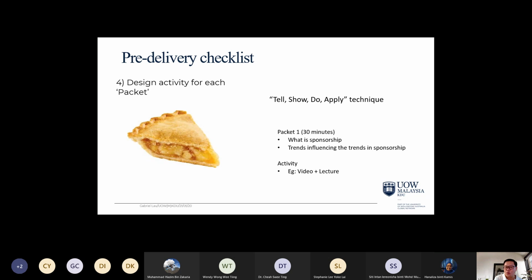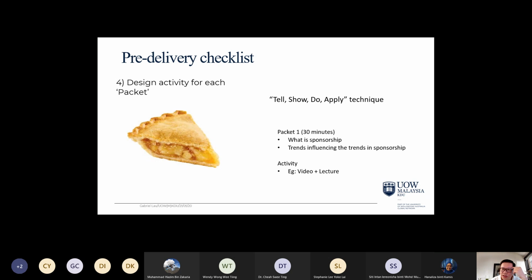Let's take, for example, packet one. Let's say my lesson for 3 packets is a 2-hour lesson. Packet one, I only use half an hour. So what is my goal for packet one? I need to emphasize what sponsorship is and the trends influencing sponsorship. So I'm thinking, what is the best way for me to do this?